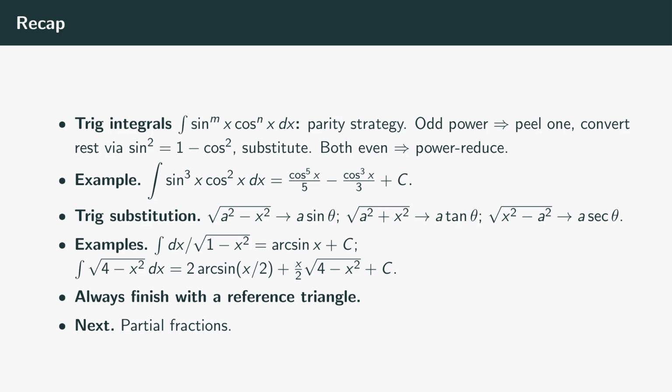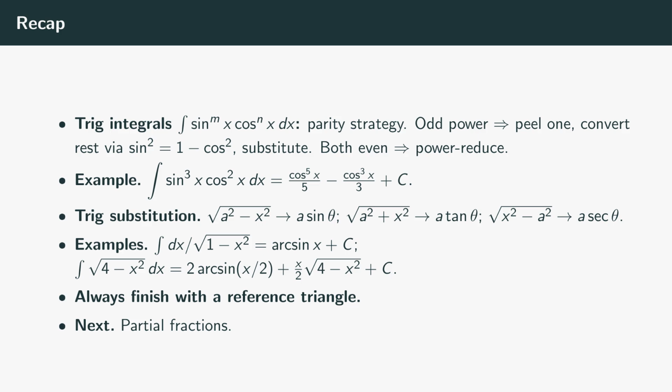Trig substitution. When a radical of a quadratic shows up, the square root of a squared minus x squared, the square root of a squared plus x squared, or the square root of x squared minus a squared, introduce a trig function so a Pythagorean identity collapses the square root. The three subs: a sine theta, a tangent theta, a secant theta respectively.